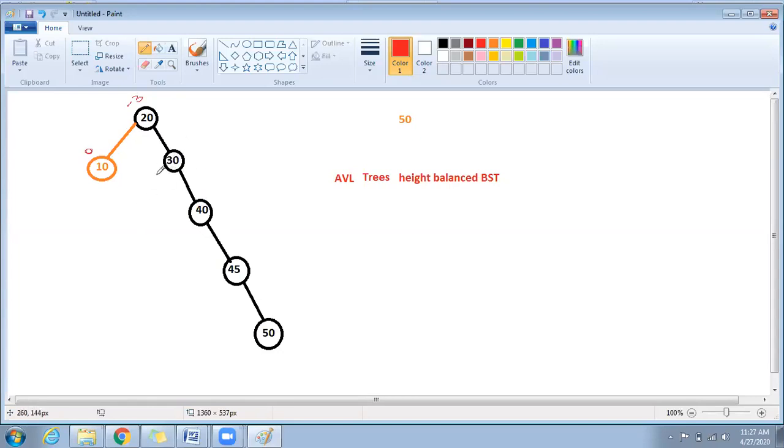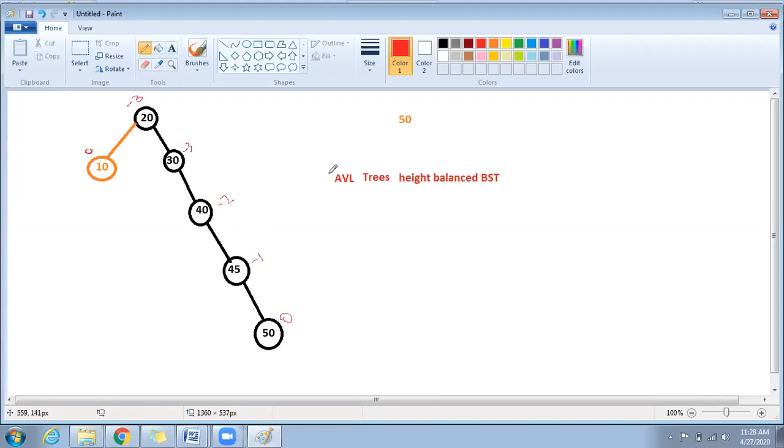Consider this node. What about the left side height? 0. What about the right side height? 3. So what is the height difference? Minus 3. What about this node? What about the height difference? Minus 2. Very good. What about this node? Minus 1. And what about 50? 0. So in each and every place, I wrote the height balancing factor, where we have 0, minus 1, 2, 3 like that.